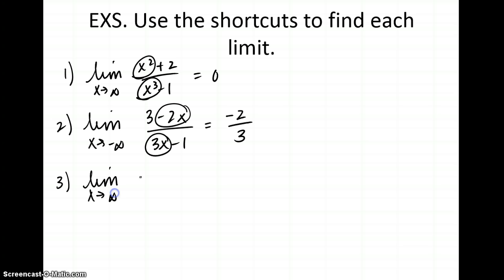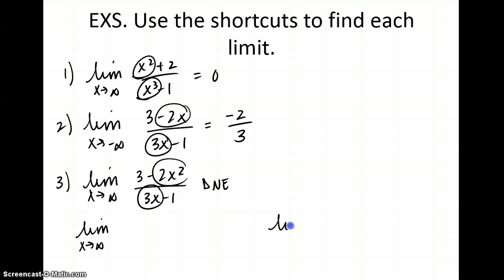Limit as x approaches infinity, 3 minus 2x squared. Okay, top heavy, so the limit does not exist. Now, if we were talking about graphing the function, I would expect you to look at both cases of end behavior, because describing the behavior of the function, it will be different. So I'm going to do my dividing by x, 3 over x. This would simplify to 2x over 3 minus 1 over x.